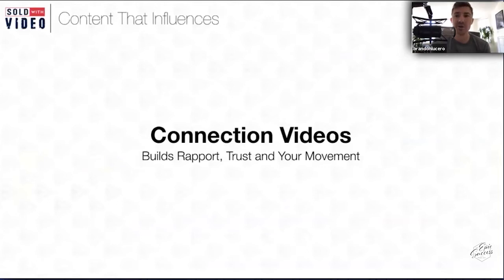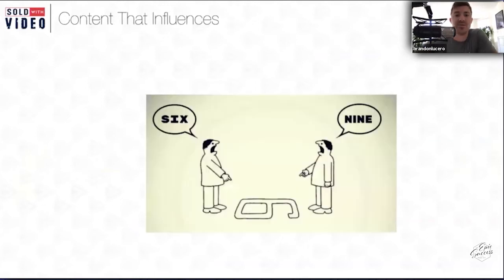Connection pieces are a new type of video that we've been playing around with and working with. These are amazing for creating a movement, building trust and building rapport on the deepest levels possible. I gave you the example of a design in the ground that looks like a 9 or a 6, depending on what side you're looking at it from. Some people see a 6 and some people see a 9.